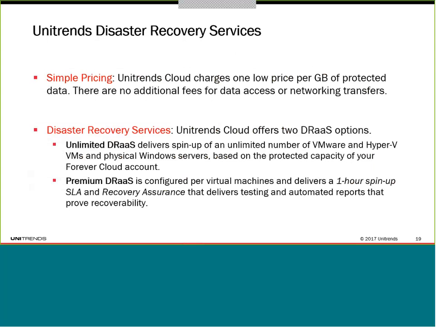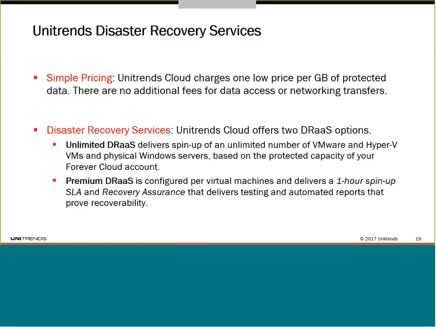And Unitrends Cloud actually offers two DRaaS options. One is unlimited DRaaS, and you can spin up an unlimited number of VMware or Hyper-V VMs or physical Windows servers based on your capacity with your Forever Cloud account. So, unlimited disaster recovery. But we also offer a premium service, where we will guarantee with a 1-hour SLA a spin-up time of 1 hour.